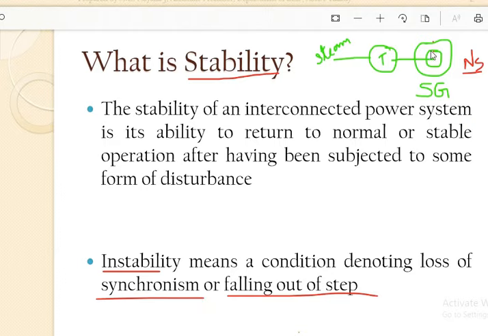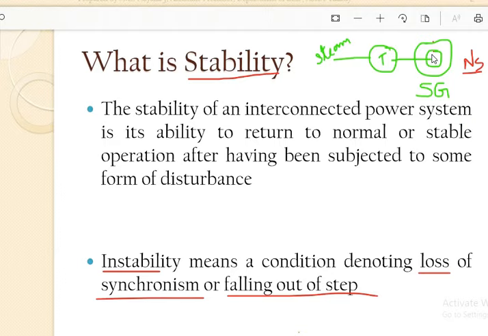So whenever your rotor speed is not equal to synchronous speed, you can say that it is losing synchronism or it is falling out of step. If that happens, you already know it is a synchronous machine. If its speed is not equal to synchronous speed, the machine cannot work properly.